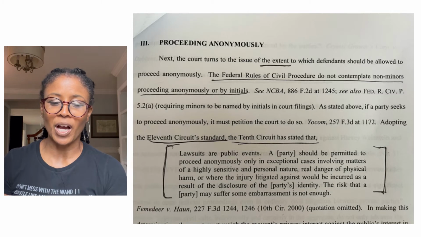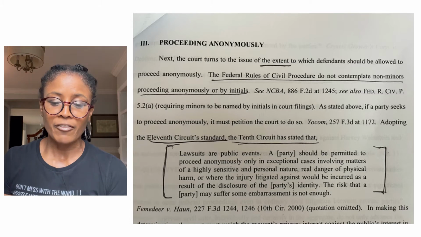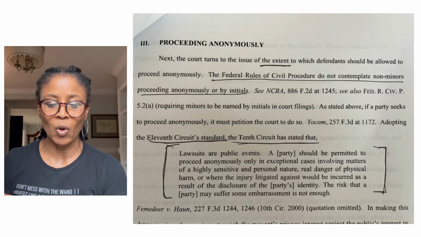Let's break this down as to when you can do this and when you can't. So the court turns to the issue of the extent to which a defendant or defendants should be allowed to proceed anonymously. Federal rules of civil procedure do not contemplate non-minors proceeding anonymously or by initials. We get that. Kids, children, minors, we want to protect their identities. Court must weigh the movant's privacy interest against the public's interest in open court proceedings. So basically, this is about it being transparent for the world. So we're going to talk about both of these.